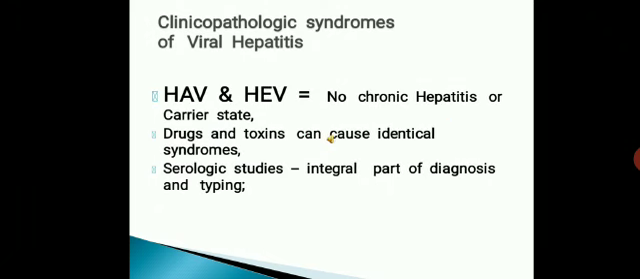A and E virus do not have a chronic hepatitis or carrier state. Many drugs and toxins can also present as hepatitis. Therefore, serological study is needed to diagnose that it is a viral hepatitis. If viral antigens or antibodies are found, then it is said to be viral hepatitis. Otherwise, other causes of hepatitis have to be searched for.